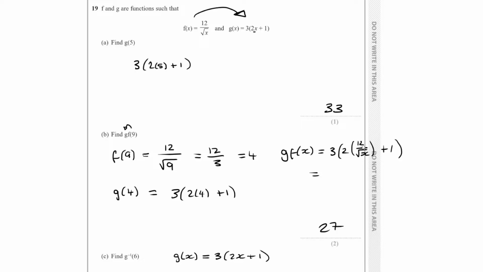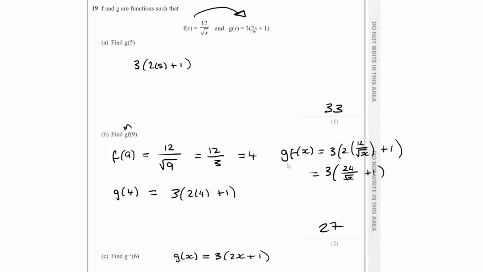So 2 times 12 would be 24. 3 times 24 over root x. So root plus 1, and then you might want to expand it. Or you could sub the 9 in at that point if you wanted. Then you can sub in 9. So you get 24 divided by 3, which is 8, plus 1, which is 9, times 3, which is 27.